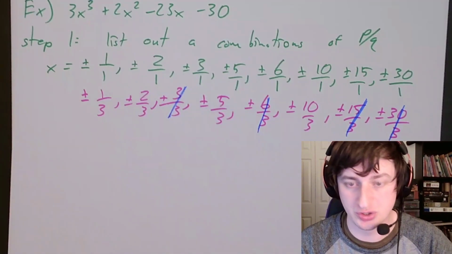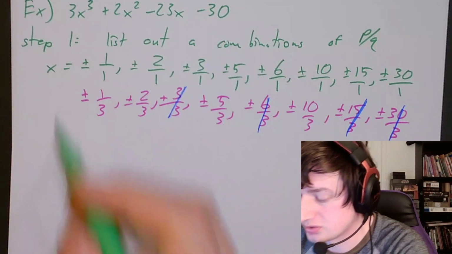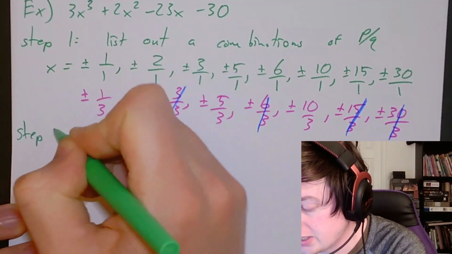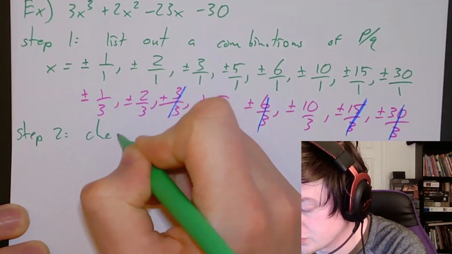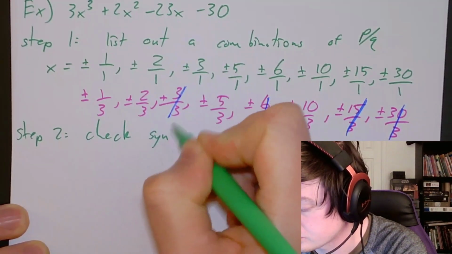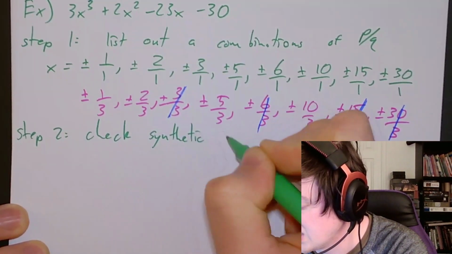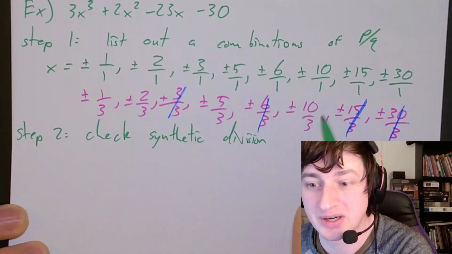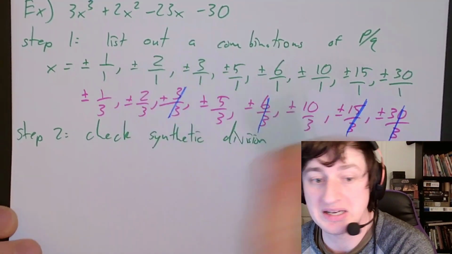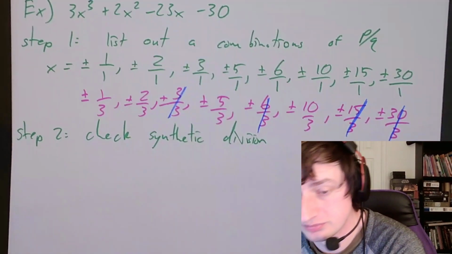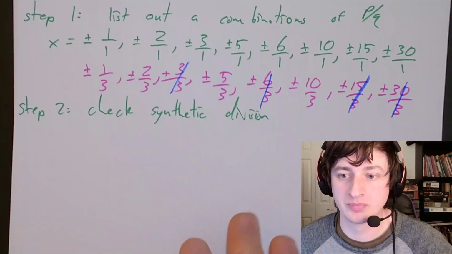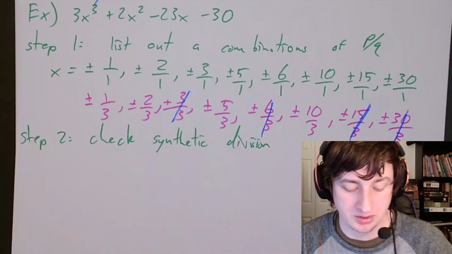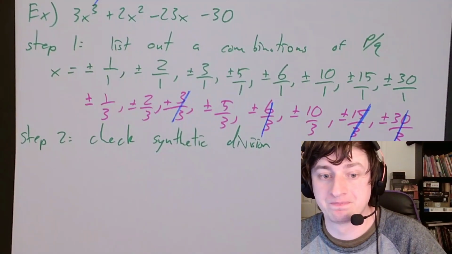Okay, so step 2 is just check the synthetic division, just like last time. It doesn't actually matter where you start that much. You could just pick 10/3 at random. You could just pick one. You could do any of them. You don't have to do them in order. It doesn't actually matter what order you do them in.